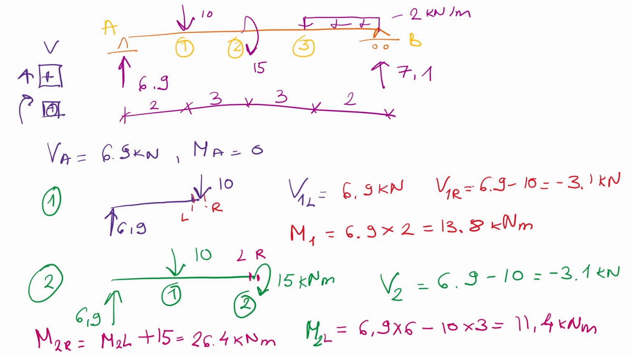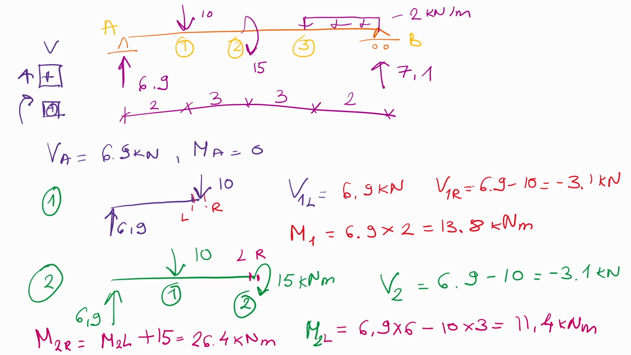Firstly, we have to determine the shear force left of the force. So you don't see anything else except your reaction at point A, which is 6.9 kilonewton. The shear force 1 to the right, you see both forces, 6.9 minus 10, which in this case is minus 3.1 kilonewton. Your moment at point 1 is 6.9 times 2, which is 13.8 kilonewton meter. This is the shear and moment at point 1.